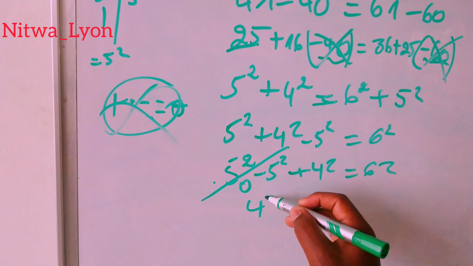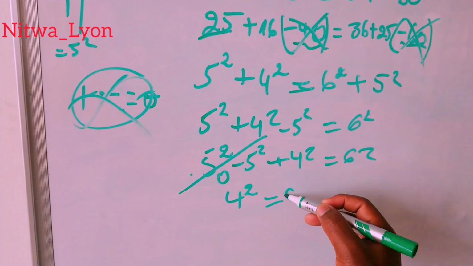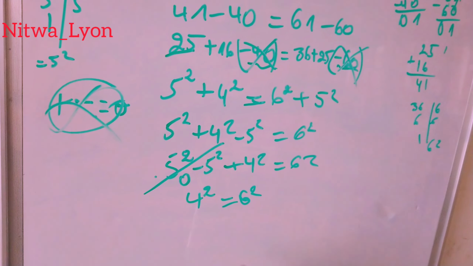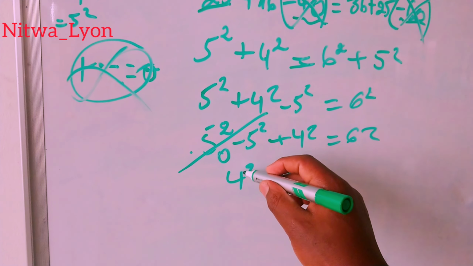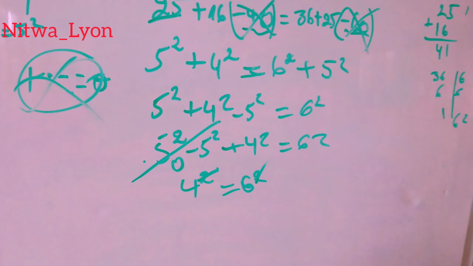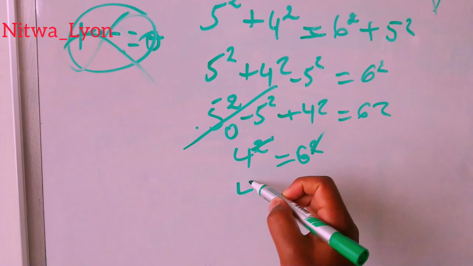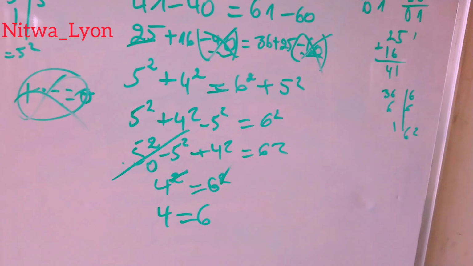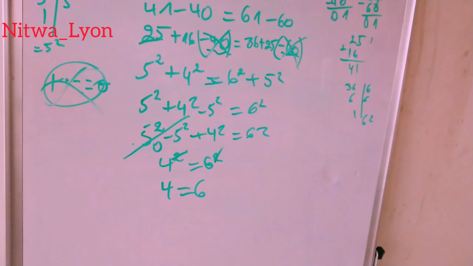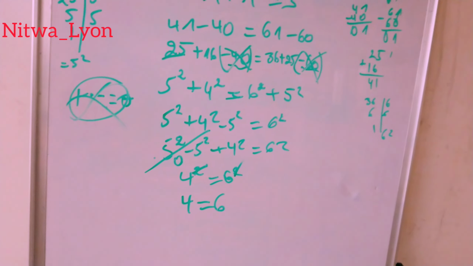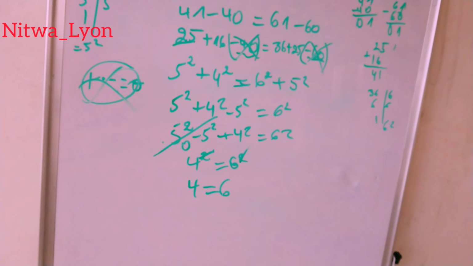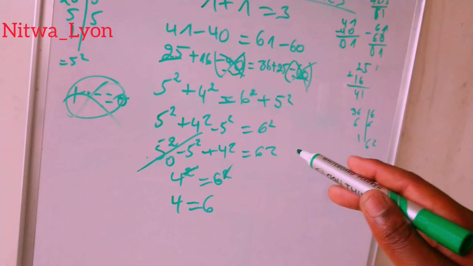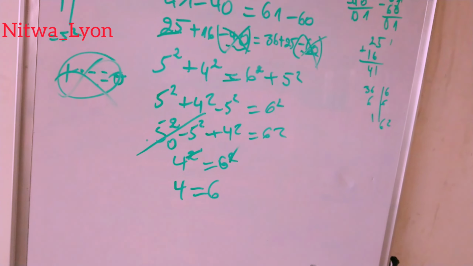Then we are left with 4 squared equal to 6 squared. If there is an equal sign and we have squared on both sides, they will cancel. Then we are left with 4 equal to 6, and we are going to divide by 2 on both sides, because 4 divided by 2 you can get 0, and 6 divided by 2 you can get 0. All are even numbers, and you know, even numbers are numbers that you can divide by 2 and get a final result of 0.